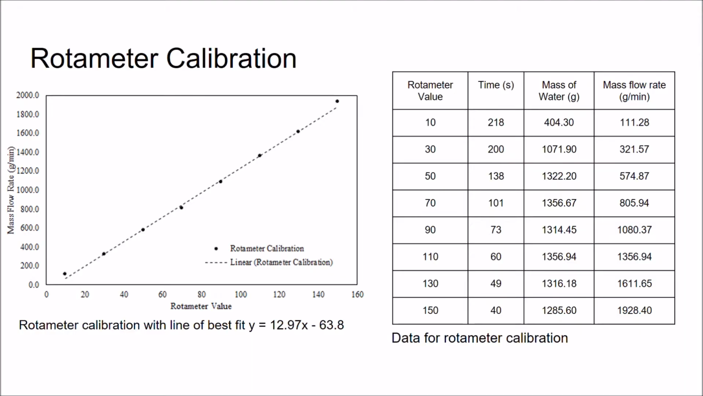The results of the rotameter calibration are shown in the figure. The rotameter value is plotted on the x-axis, and the mass flow rate is plotted on the y-axis. After the experimental data is plotted, it is fit with a line of best fit, and the equation of that line is used to calculate the mass flow rate at all rotameter values.